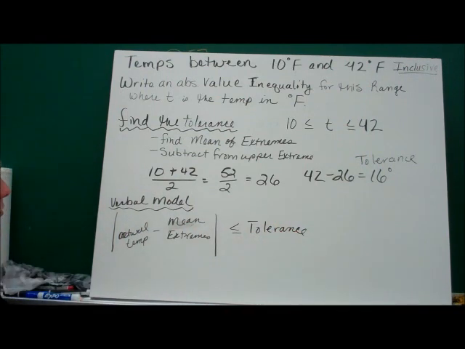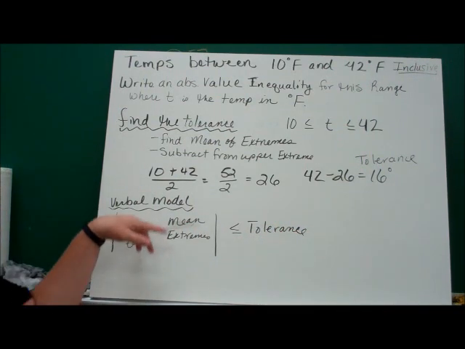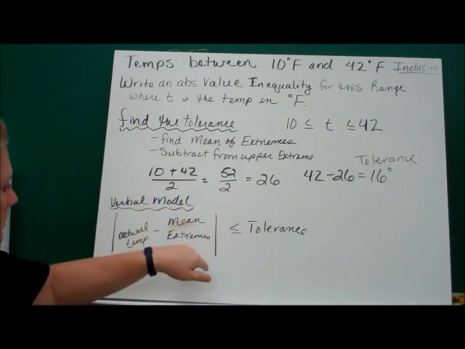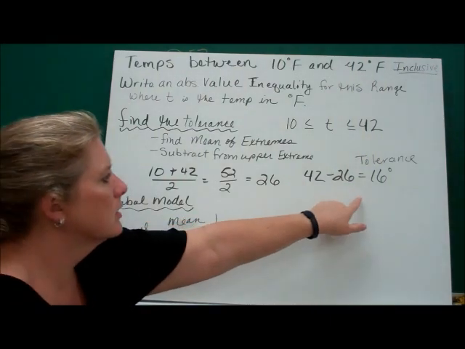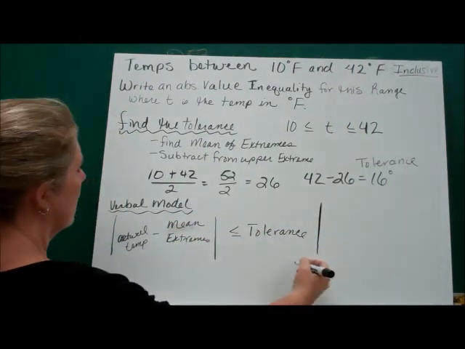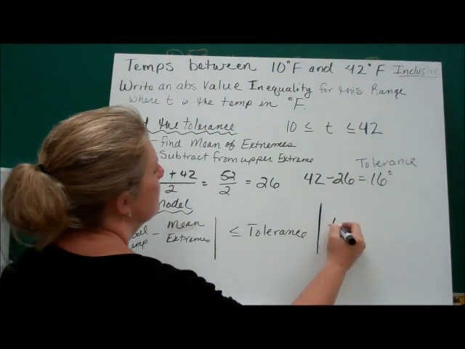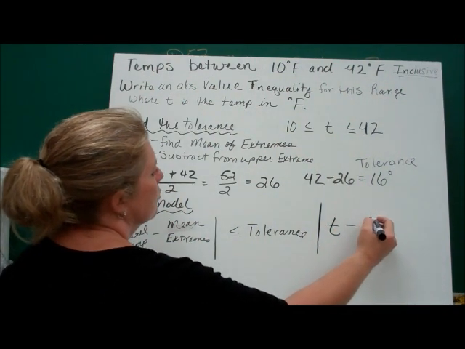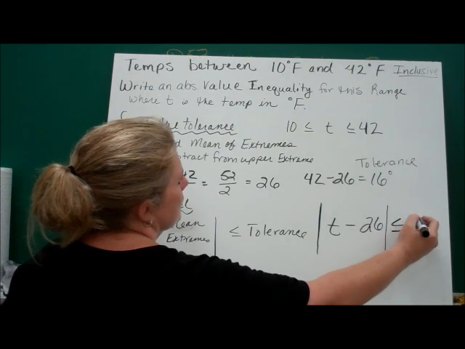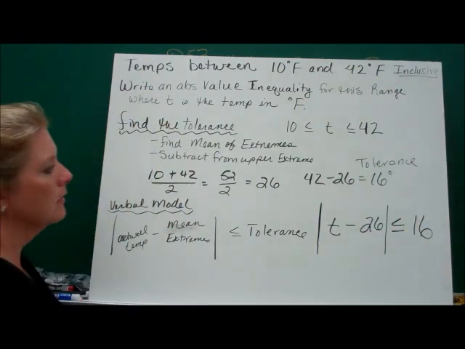Okay? So, our actual temperature is going to be T. We've got our mean of our extremes. We've got our tolerance. Now we just plug those in. So we've got T minus 26 must be less than or equal to 16.